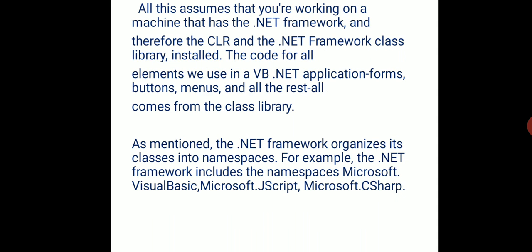Okay, so all this assumes that you are working on a machine that has the .NET framework, and therefore the CLR and the .NET framework class library installed. So the code for all elements we use in the VB.NET application, forms, buttons, menus and all the rest, comes from the class library. Okay. So as mentioned, the .NET framework organizes its classes into namespaces. For example, the .NET framework includes the namespaces Microsoft Visual Basic, Microsoft JScript, Microsoft C Sharp, like that. JScript is JavaScript, and C Sharp, but here we use just Microsoft Visual Basic.